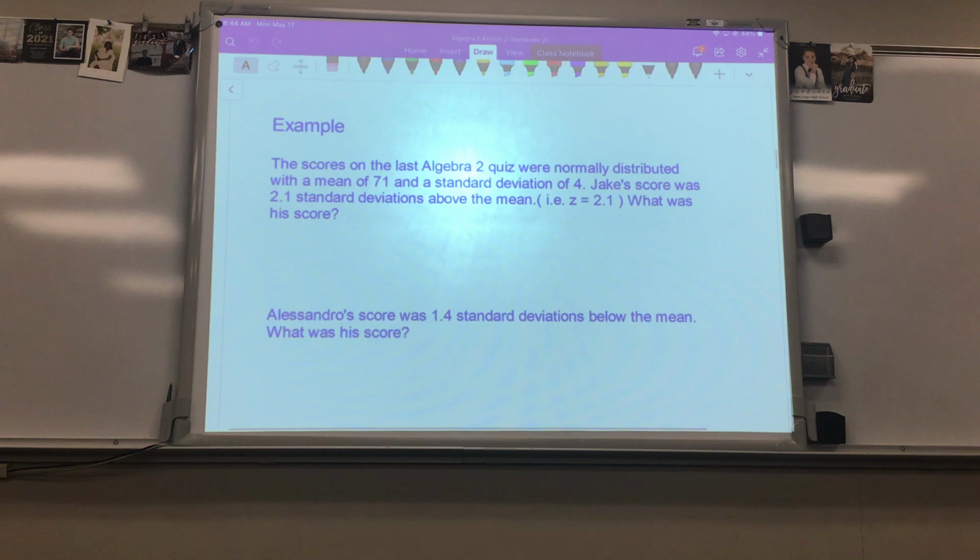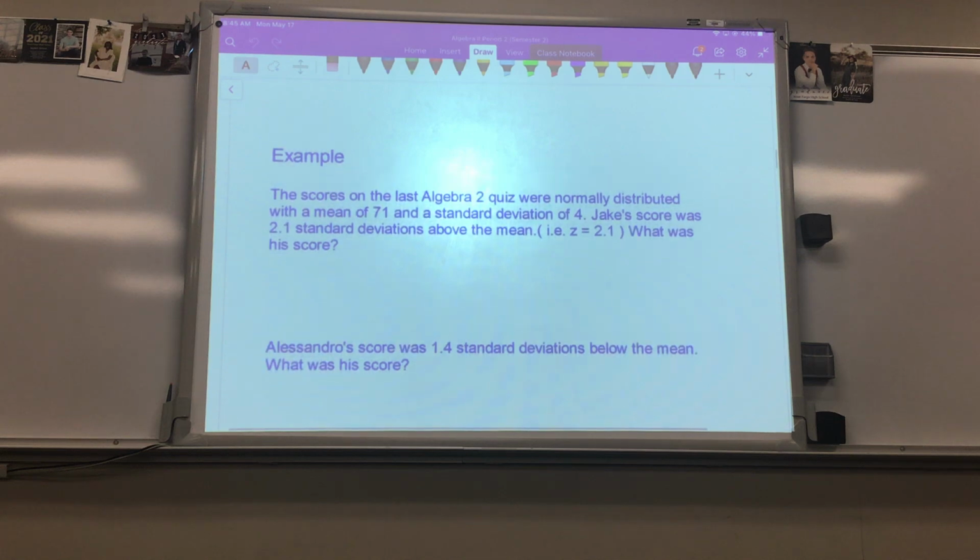Okay, so the scores in the last Algebra 2 quiz were normally distributed with a mean of 71 and a standard deviation of 4. Jake's score was 2.1 standard deviations above the mean. If it's above the mean, that means it's going to be positive, right? So that's a z-score of positive 2.1. If I was to say below, then it would be negative, correct? What was his score? So let's just do a little sketch here to get a visual of the situation.